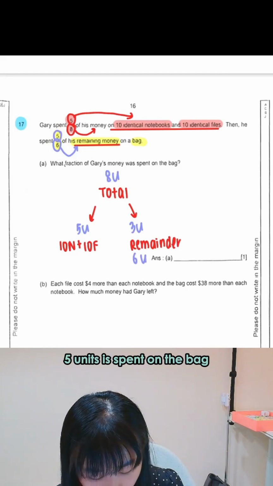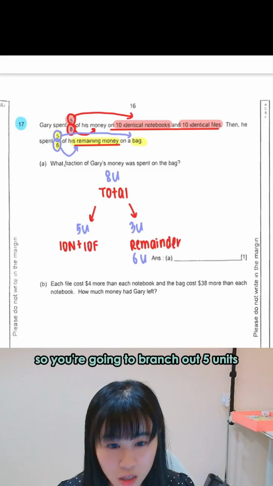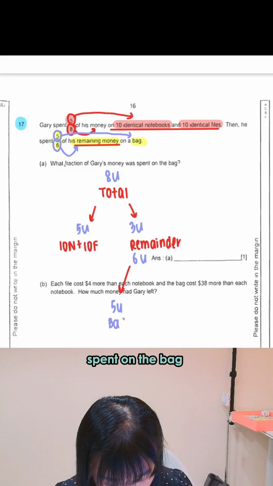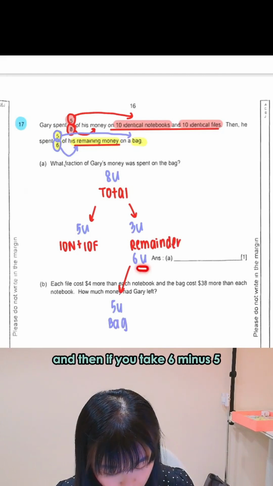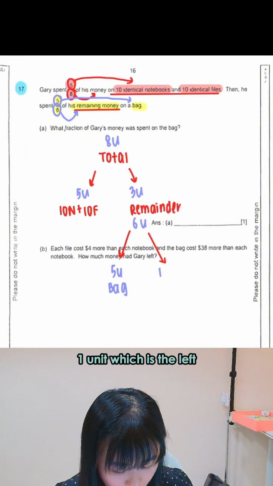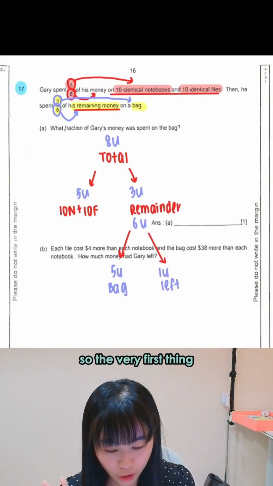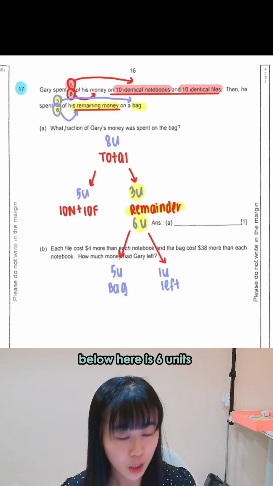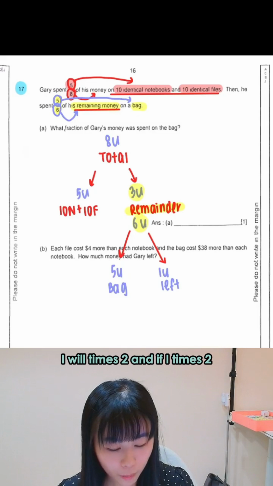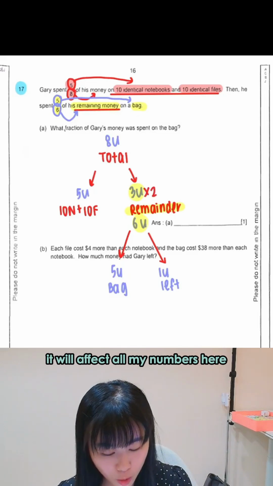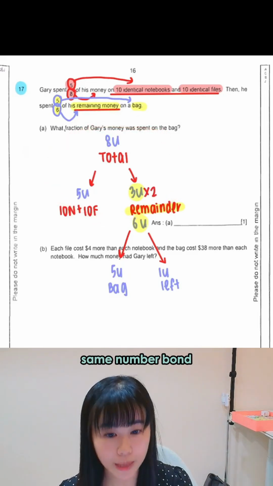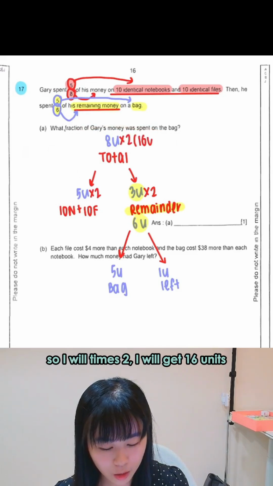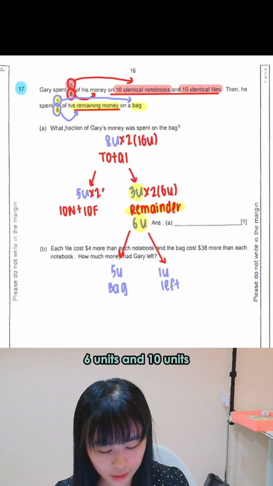Out of the 6 units, 5 units is spent on the bag. So you're going to branch out 5 units spent on the bag. And then if you take 6 minus 5, you're going to get 1 unit, which is the left. So the very first thing I will do is make the remainder the same. On top here is 3 units, below here is 6 units. So to make it the same, I will times 2. And if I times 2, it will affect all my numbers here because they come from the same number bond. So I will times 2, I will get 16 units, 6 units, and 10 units.